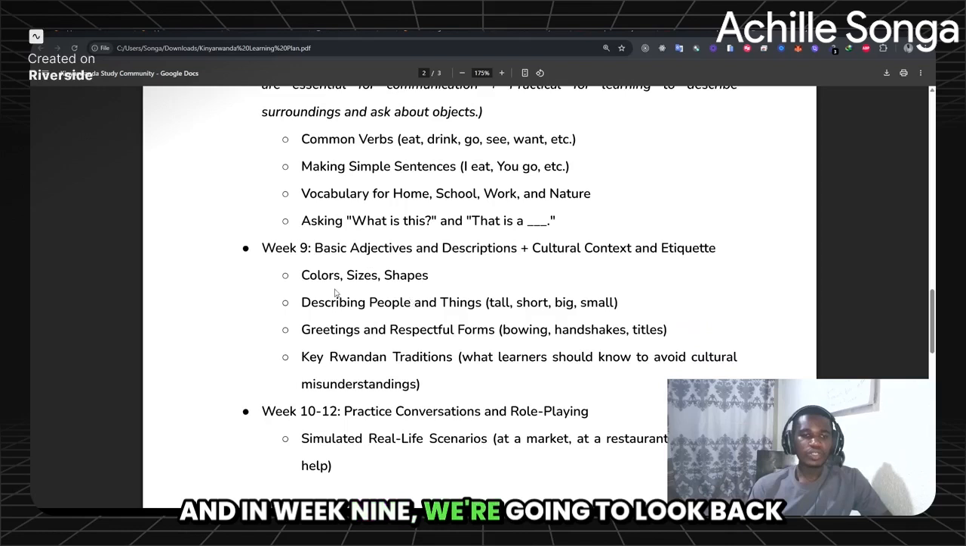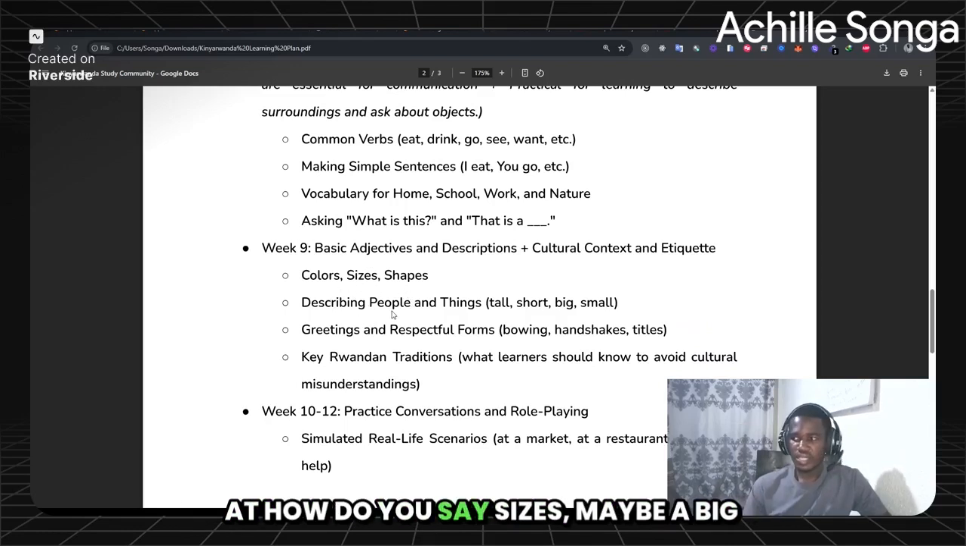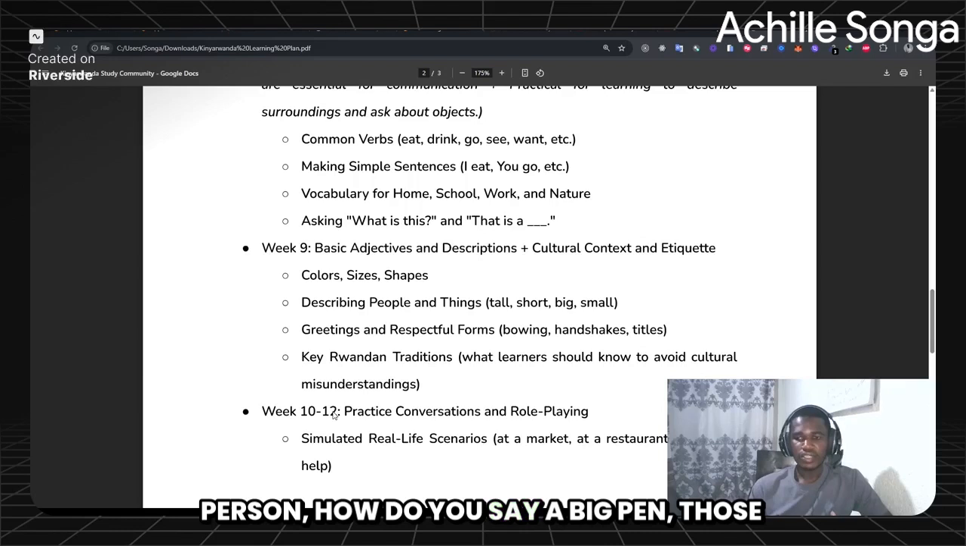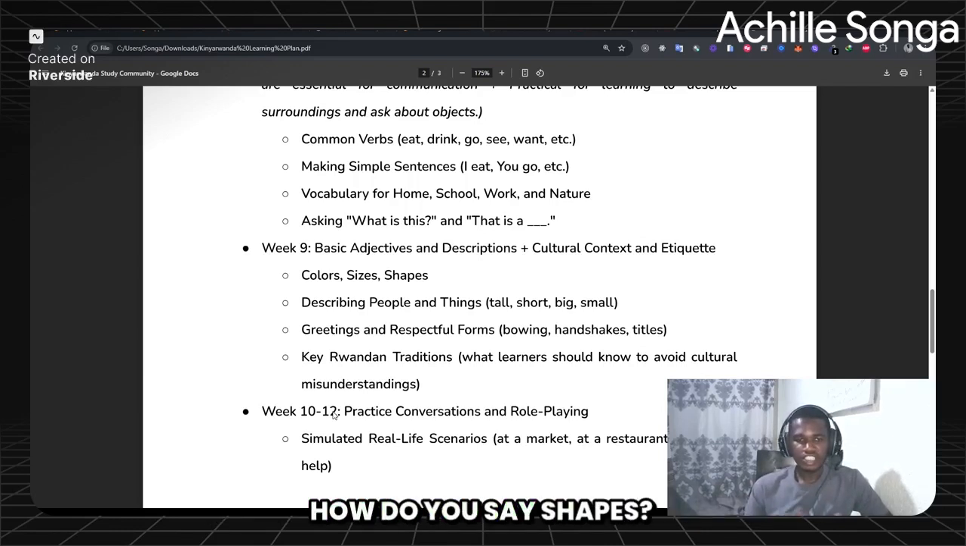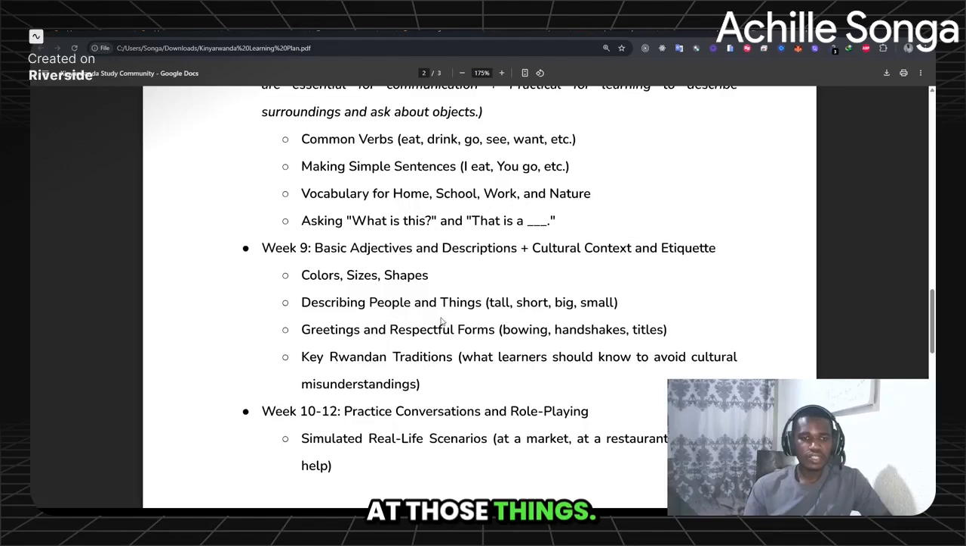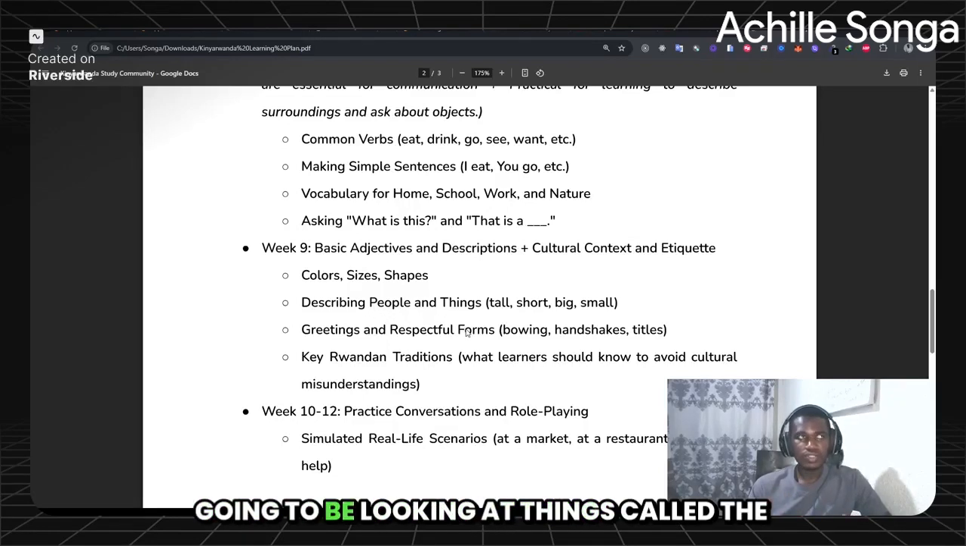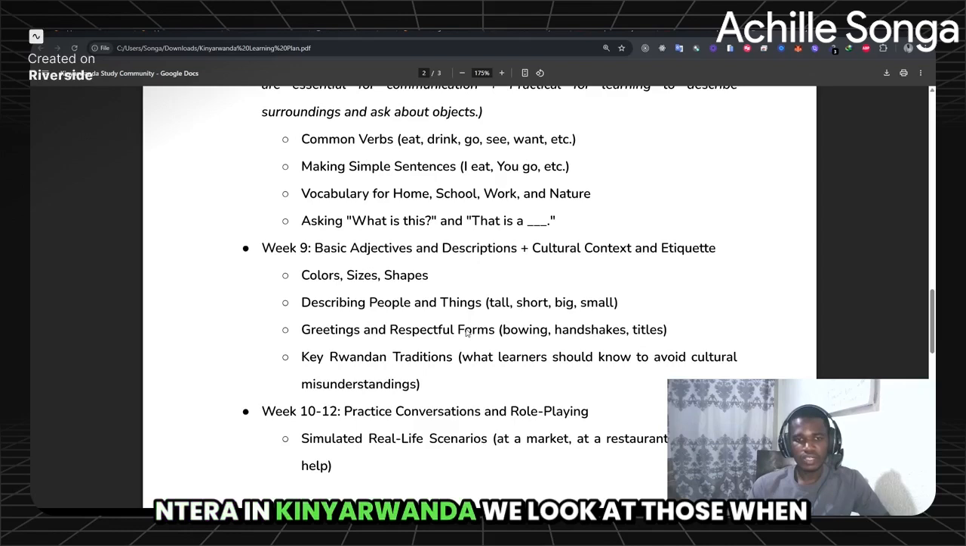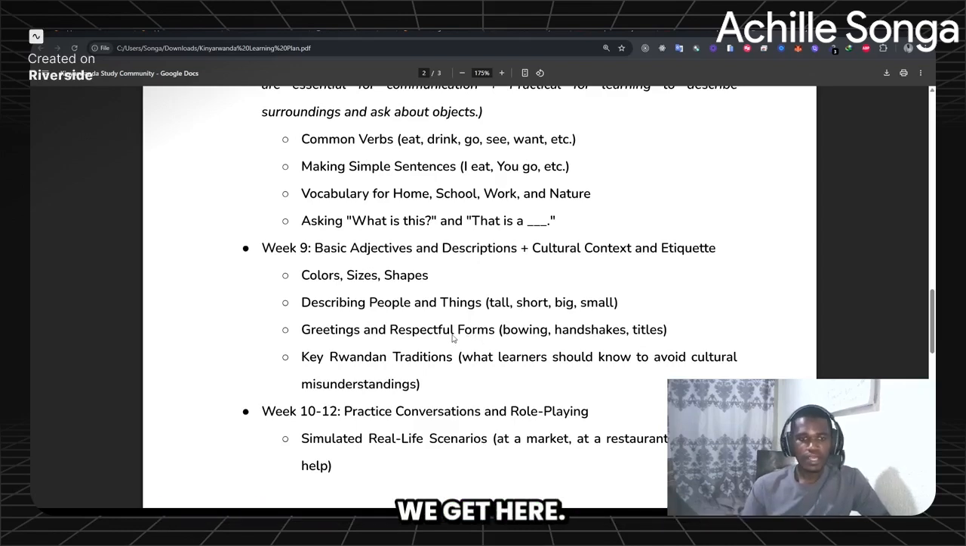And in week 9, we're going to look at how you say sizes, maybe a big person, how do you say a big pen, those kinds of things. How do you say shapes, maybe this is a square, how do you say it in Rwanda? Those kinds of things. We're going to be looking at how you describe things. We're going to be looking at things called the headline in Kinyarwanda. We look at those when we get here.